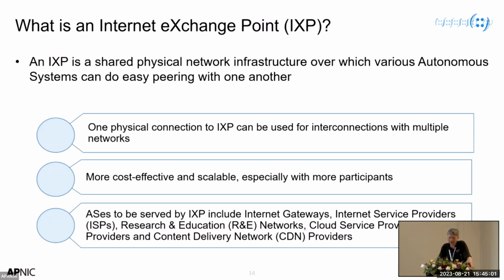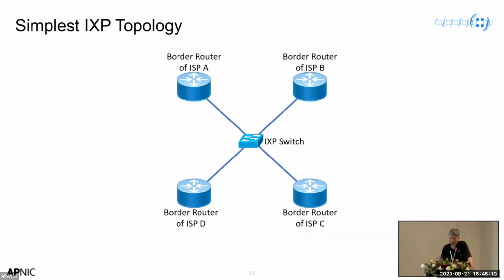It's a physical network which multiple networks can connect to and then do easy peering among one another. I'll talk more about that. And with that, in fact, you can do this kind of bilateral peering over multiple networks very, very easily.